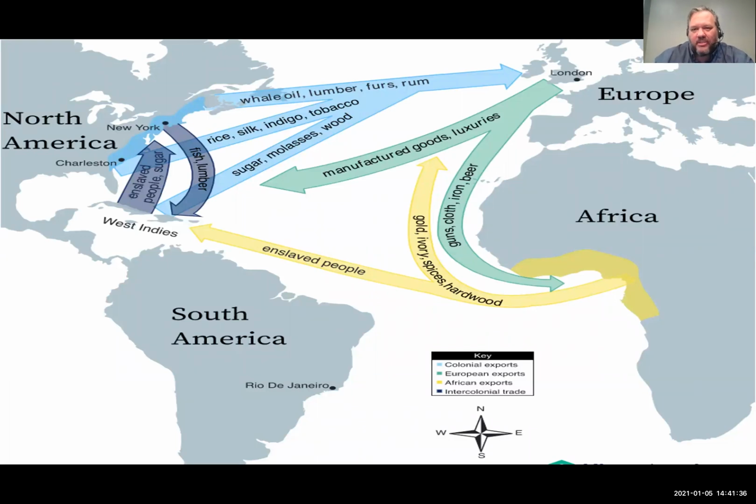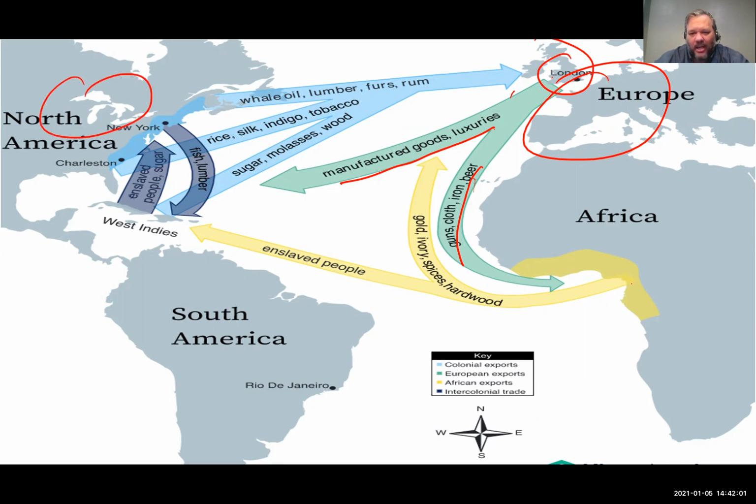This is mercantilism, but this is what colonialism does. Here we're just looking at England, and this went on. A lot of these Western European countries had colonies. This is the mother country. They would ship guns, clothing, iron, and beer, so finished products here. They would ship all those out, and they would get all of the resources from North America and Africa.